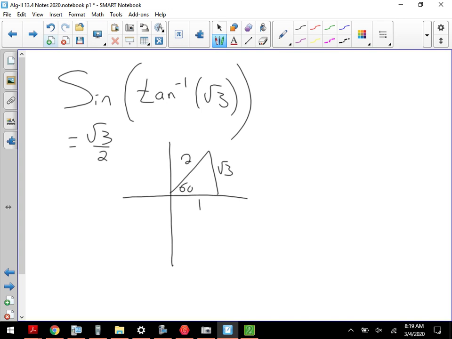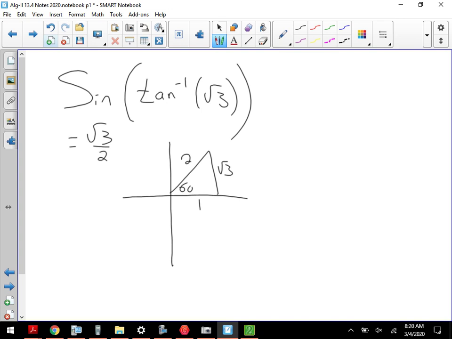Your tangent is opposite over adjacent, so your opposite has to be √3 to get your adjacent to be 1. This means what angle has a tangent value of √3. So what angle has an opposite of √3 and adjacent of 1? Put that on the test. Okay, so you got that one.